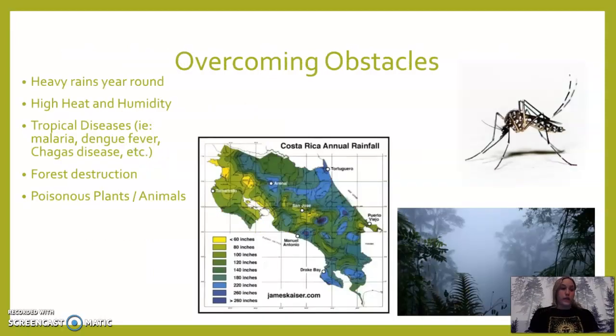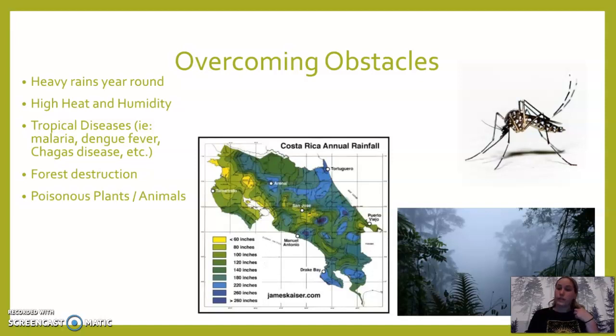Overcoming obstacles: heavy rains year-round, high heat and humidity, tropical diseases like malaria, dengue fever, Chagas disease, etc. Forest destruction, poisonous plants and animals. If you look at the map here of Costa Rica's annual rainfall, you will see in some locations they get over 260 inches. In some areas they get a little bit below 60 inches. But for the most part, they range between 100 to 220 inches of rain per year.